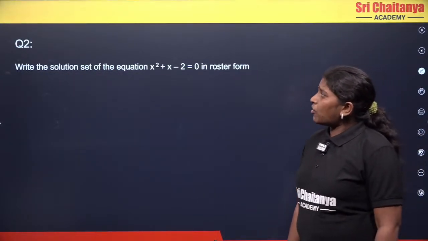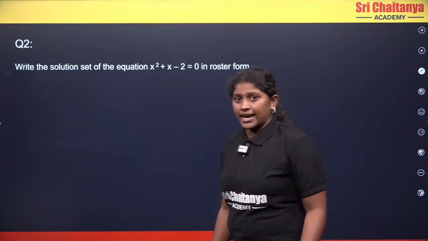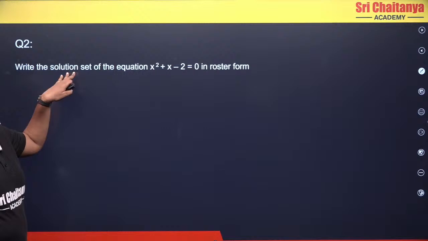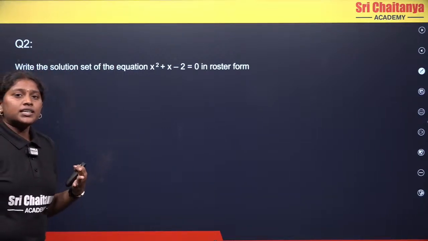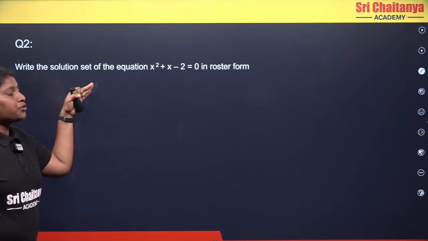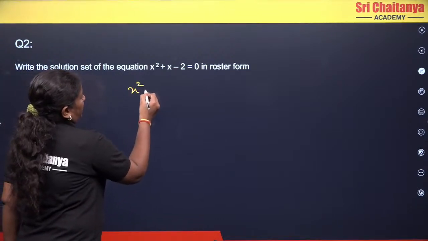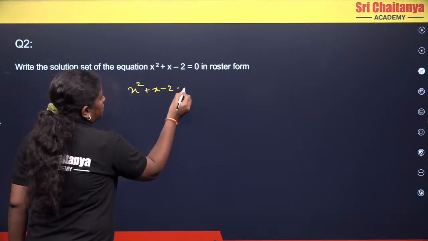Write the solution set of the equation x square plus x minus 2 equals 0. First of all, they are asking us to write the solution set. How can we write the solution set? First of all, we need to find the solutions for the given equation. So let's take it: x square plus x minus 2 equals 0.